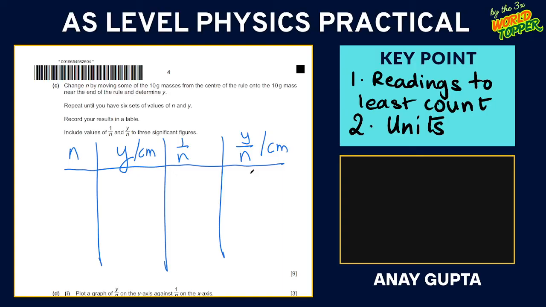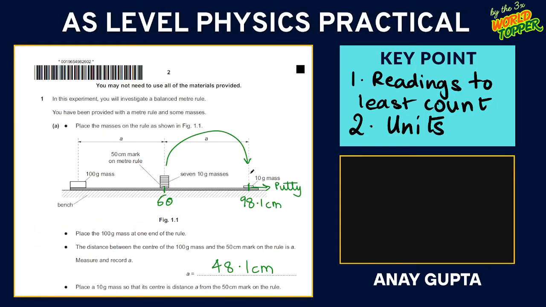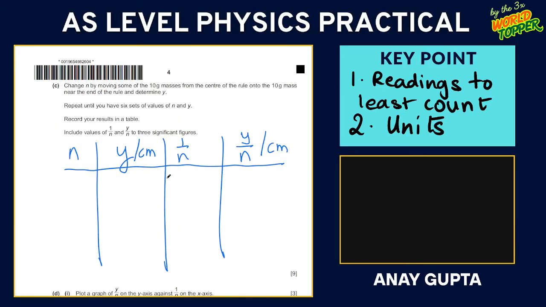Now for n, we have 7 10 gram masses. So I can transfer one mass, 2 masses, 3 masses, all the way up to 7 masses. So n can take a value of 1, 2, 3, 4, 5, 6, and 7. n can take any value out of these numbers.